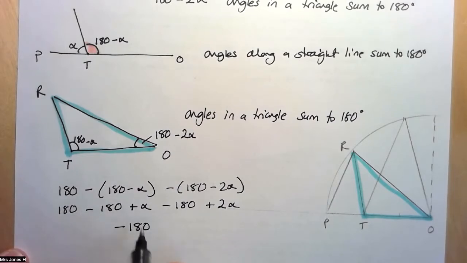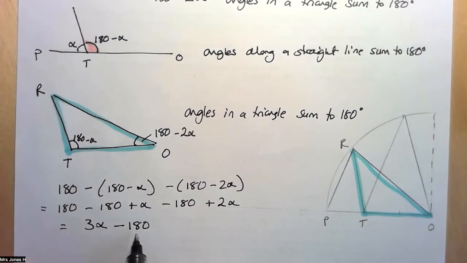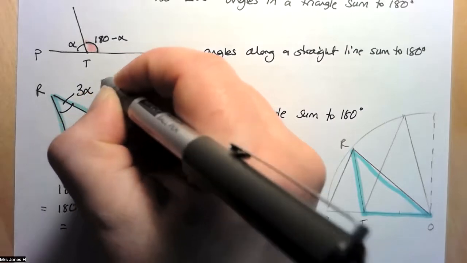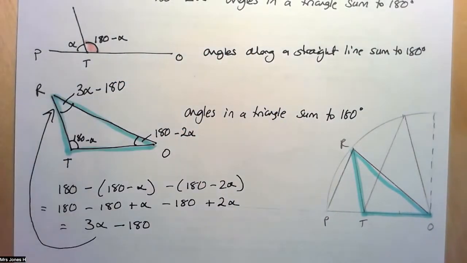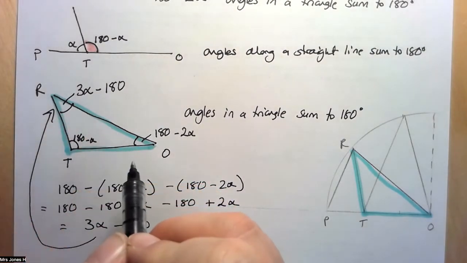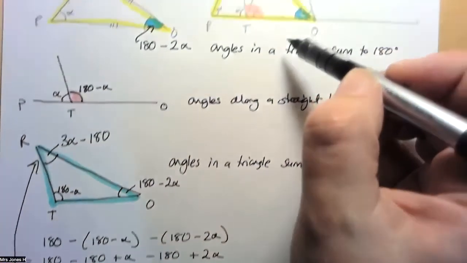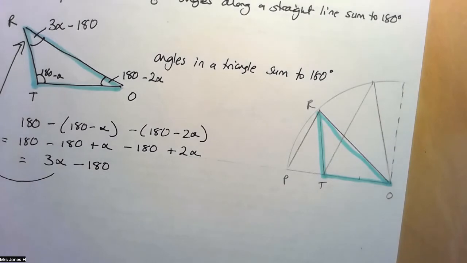We've got negative 180, and we've got alpha plus 2 alpha. So we've got 3 alpha. So this expression simplifies to what this angle up here will be. So this angle will be 3 theta subtract 180, because this gets us to here. Where did we get this from? Okay, so looking at the triangle TOS now, let's find another colour, this one here.